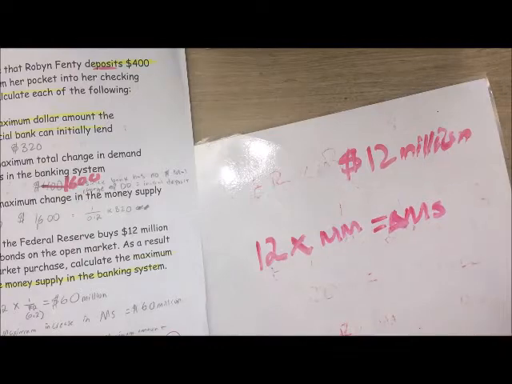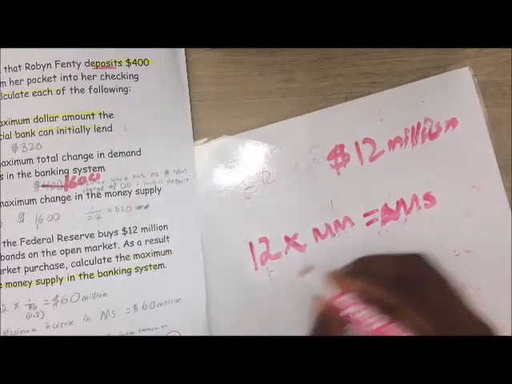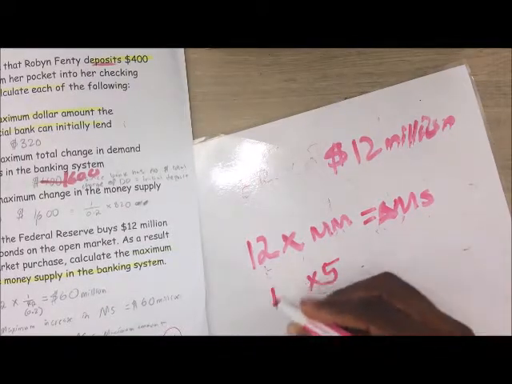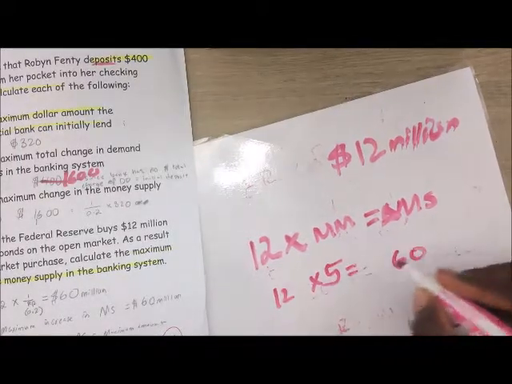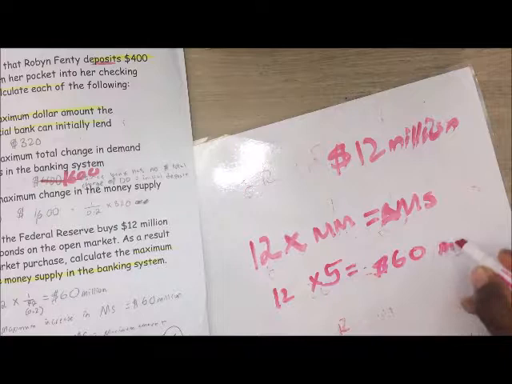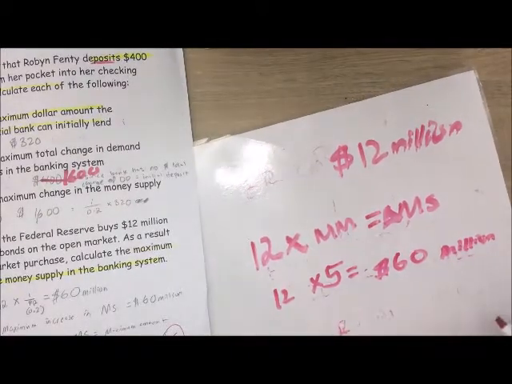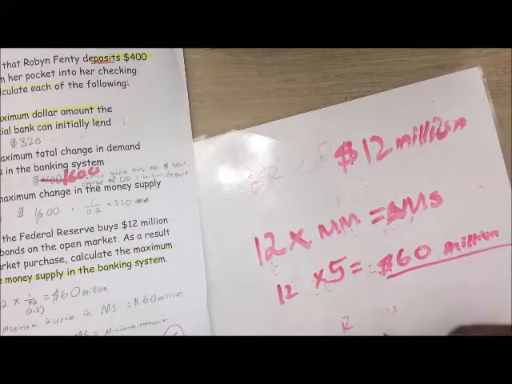The delta sign stands for change. Now, the monetary multiplier, as we've known in our previous question, is 5. So 5 times 12 is equal to 60 million, and that will be the total change and the maximum change of the money supply in the banking system.